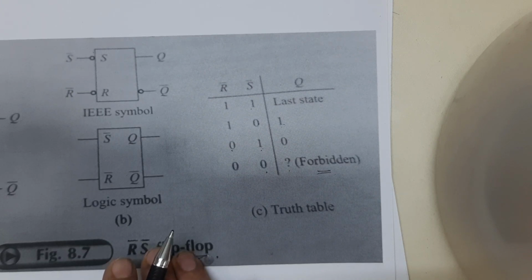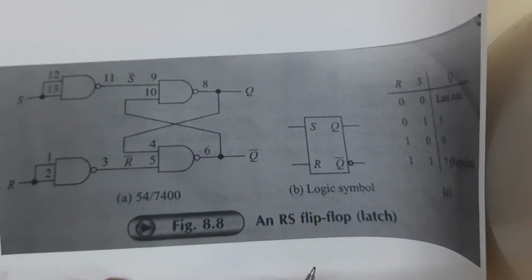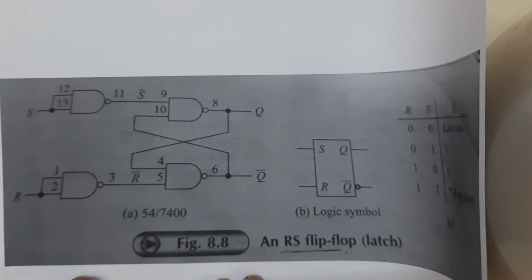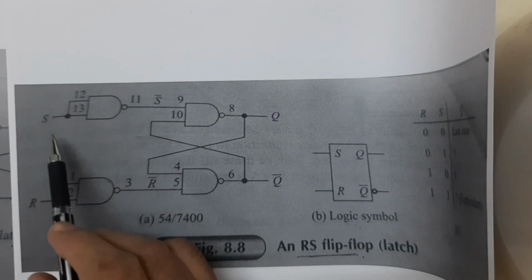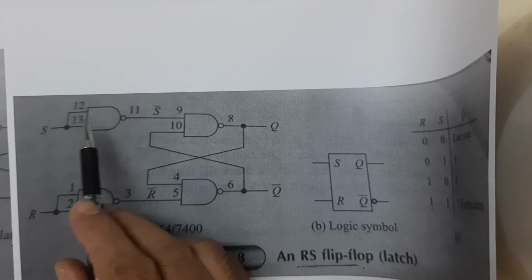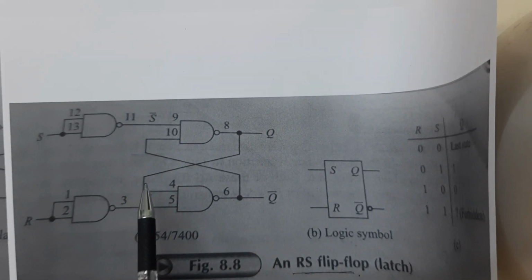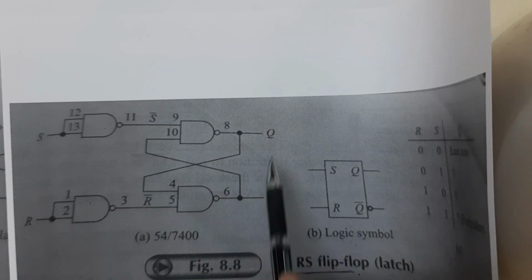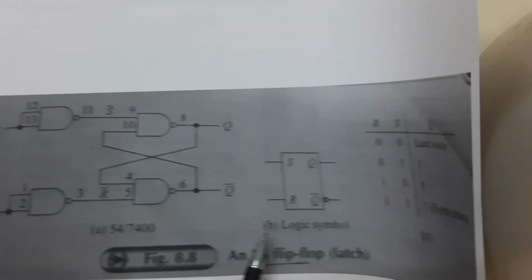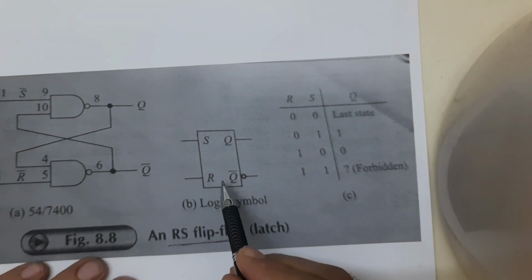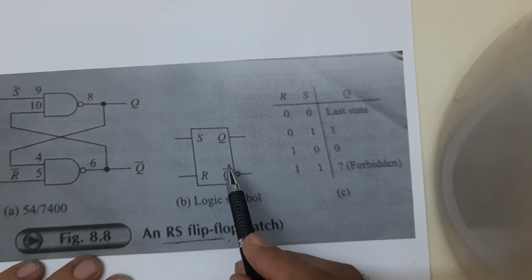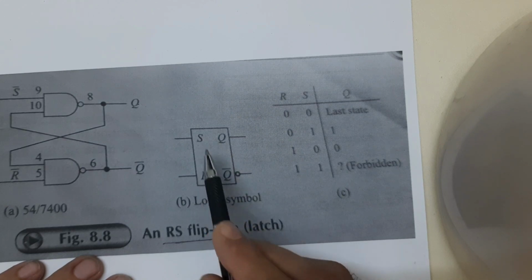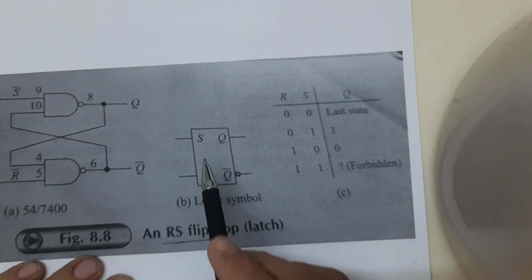In a simplified way, we can see that this is your RS flip-flop. This is the R, this is the S, and these are the different pin numbers, 1, 2, 3, 4, 5. With the help of this NAND gate, this is your Q and this is your Q bar. This is the logic symbol for the RS flip-flop, with R and S. If R is equal to 1, then reset the flip-flop. If S is equal to 1, then set the flip-flop.